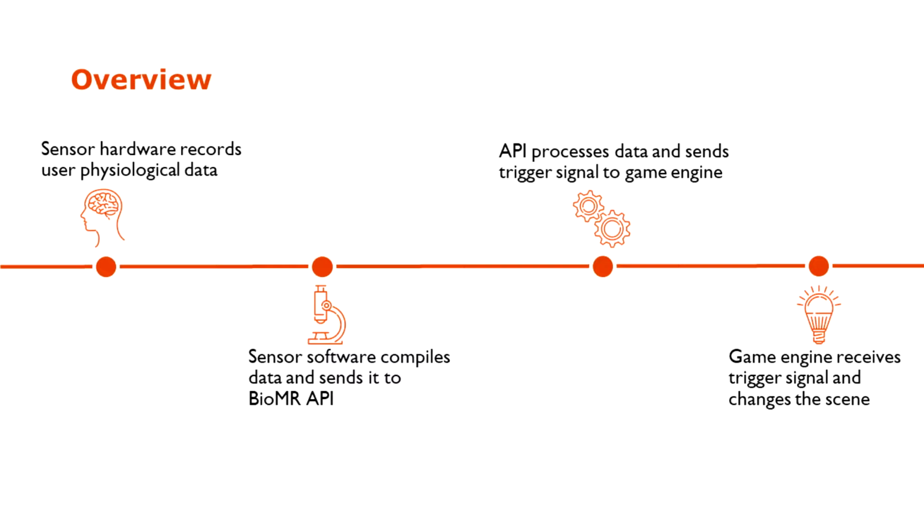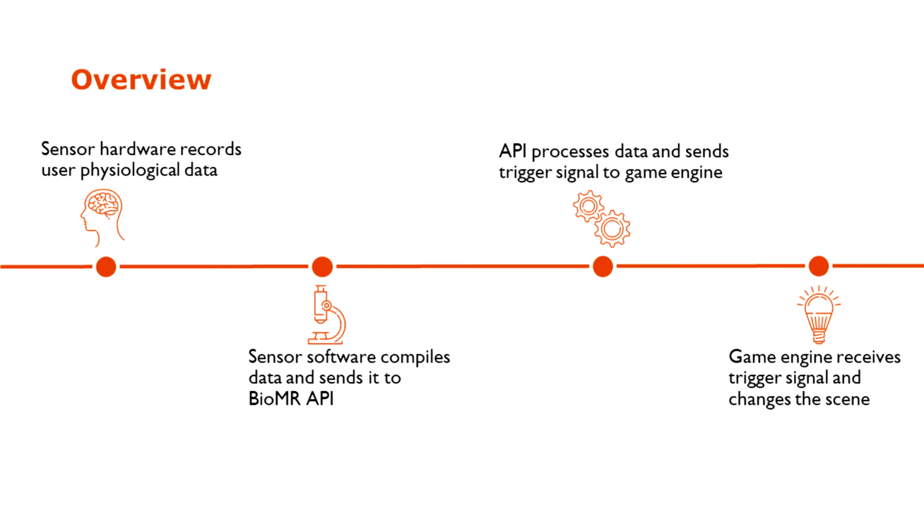First, biometric sensors are attached to a VR user. These sensors measure physiological levels such as heart rate. A third-party application, iMotions, compiles the data and uses our API to communicate with a game engine, which is running the VR scene. We have implemented a user interface to help a researcher configure the API.